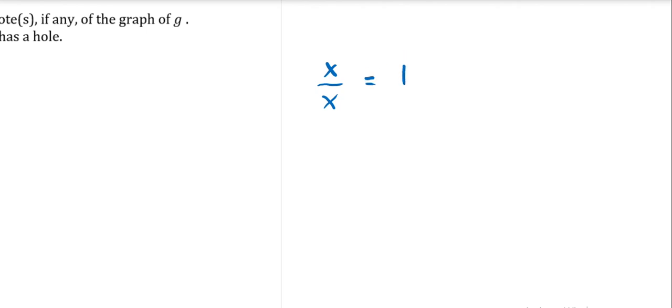Is x over x truly equal to 1? And the first reaction is yes, something divided by itself is always 1. But it's not that in every case. We actually have this implicit assumption here. This is true if and only if x is not equal to 0. If x is equal to 0, we have a bit of a problem here.